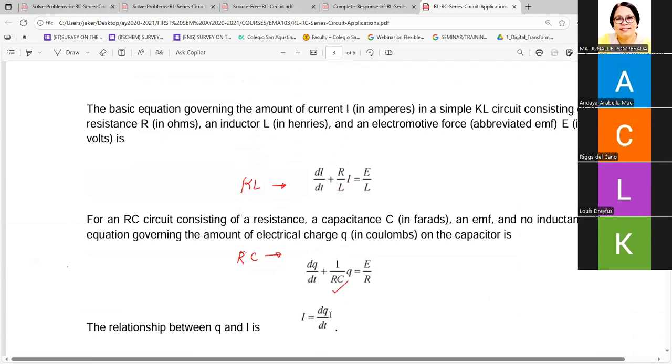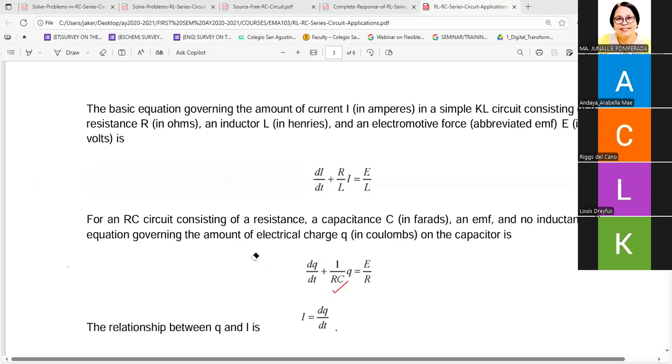Then you use this particular relationship: if you already have an expression of the charge with respect to time, taken from dq/dt plus q over RC equal to E over R, you just differentiate it with respect to time, because the resulting dq/dt is already an expression of current. If you see the dq/dt, that's already current in itself. There's an example here at the bottom which will clearly explain what I mean.